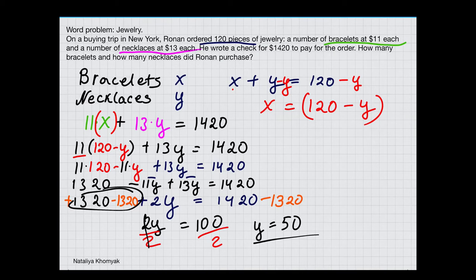Now we know that the number of necklaces is 50. We still need to calculate how many bracelets there are, and we can do it from here. X will be equal to 120 minus the number of necklaces, which is 50, and x is equal to the difference between 120 and 50, which is 70.